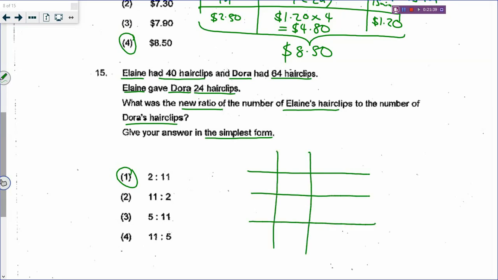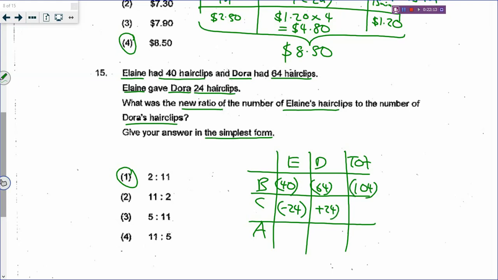So table method, and you call it before, change, and after. Then you have to label. So you have Elaine, Dora, and total. Elaine had 40, so you put 40, and Dora had 64. I will bracket the important numbers. These are the actual numbers. And of course, I can find the total, which is 104. Now, Elaine gave Dora 24. So you have to minus 24, and Dora takes 24. So what's the ratio now, or what do they have in the end?